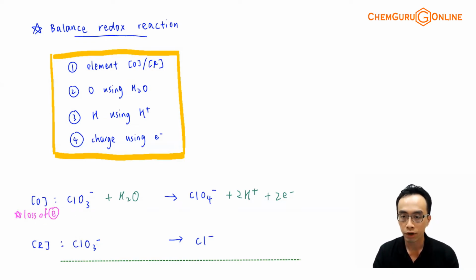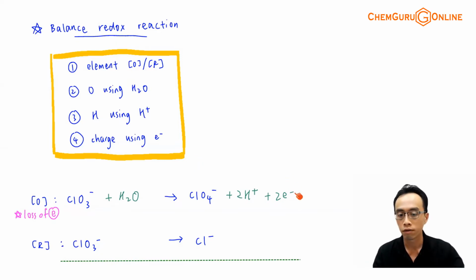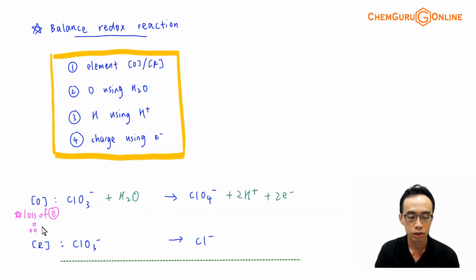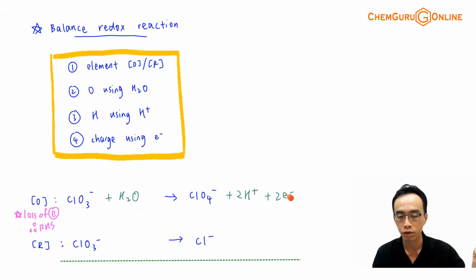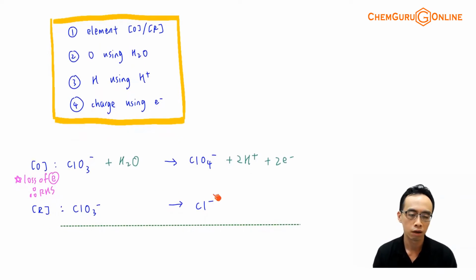And you notice when you write down this half equation, my electrons are on the right hand side. So this means that when your ClO3- undergoes oxidation, it is losing all these electrons, and therefore the electrons will be found on the right hand side of the half equation. So in the oxidation half equation, we will find the electrons on the right hand side because it represents the loss of electrons. Now, how about my reduction half equation?